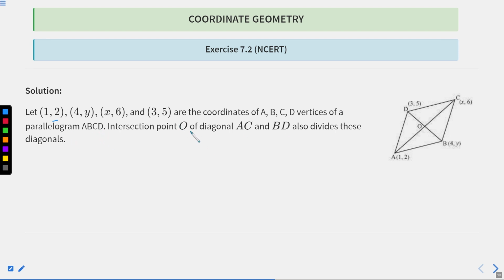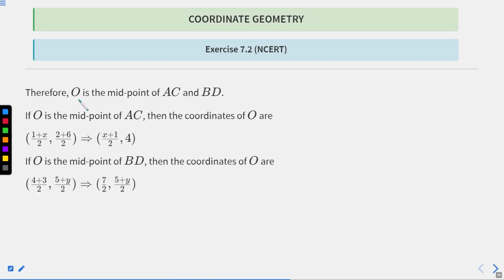So this point O is the intersection point of diagonals AC and BD, and it also divides these diagonals. Therefore, this point O is the midpoint of AC and BD. O is the midpoint of the line segments AC and BD, and now we can use the midpoint formula.